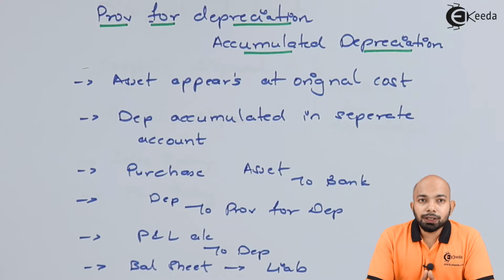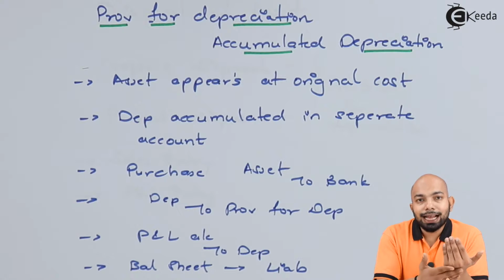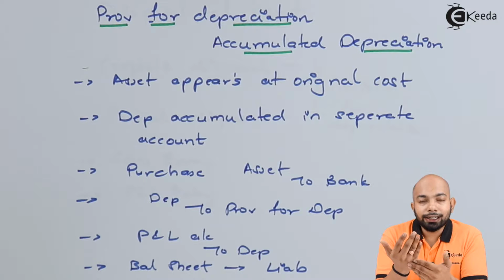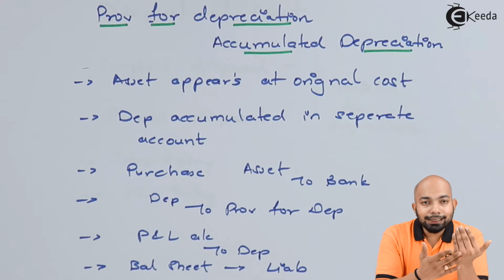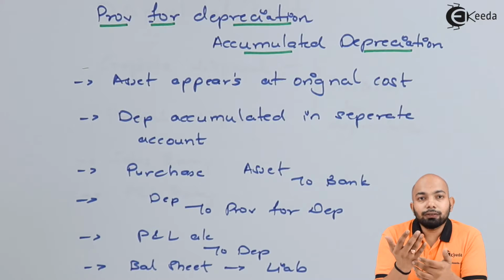However, the real picture will always show a difference between the asset value and the depreciation that has been charged. If you look at the balance sheet, the asset side and the liability side will show two different things. The asset side will have the asset value, and the liability side will have the provision for depreciation that has been created every year until the sale of the asset, or until the useful life of the asset runs out.